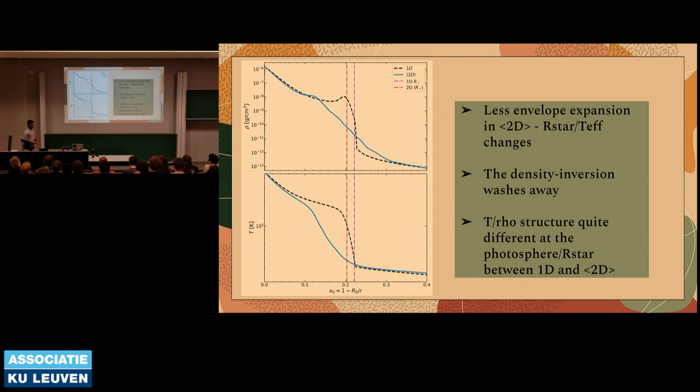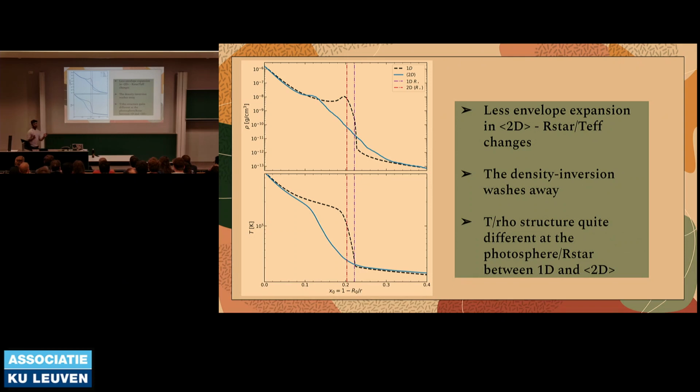The implication of that is that your R star and your T_eff basically change. Also, this density inversion actually washes away, and it becomes more like a density plateau. And the structure around the photosphere is quite different in the average 2D and 1D models. This might have quite a few implications, and I will come back to that later on. But for now, let's investigate why. What is causing these differences, and how can we calibrate them to make the 1D models similar to our 2D models?